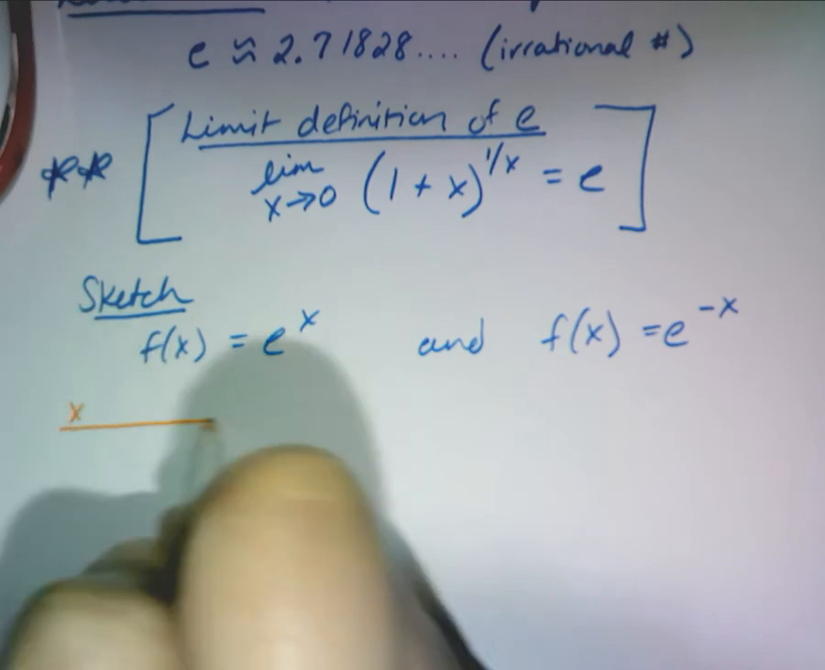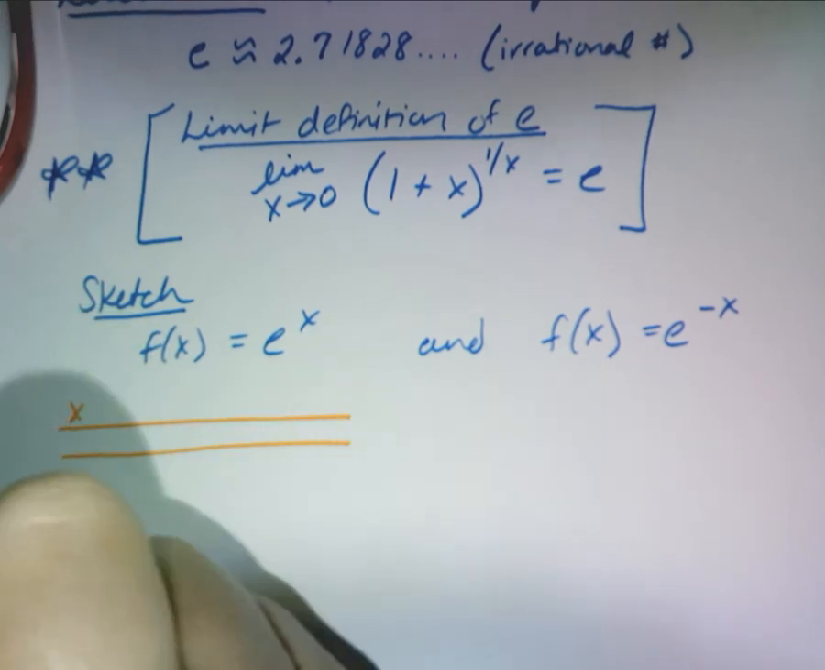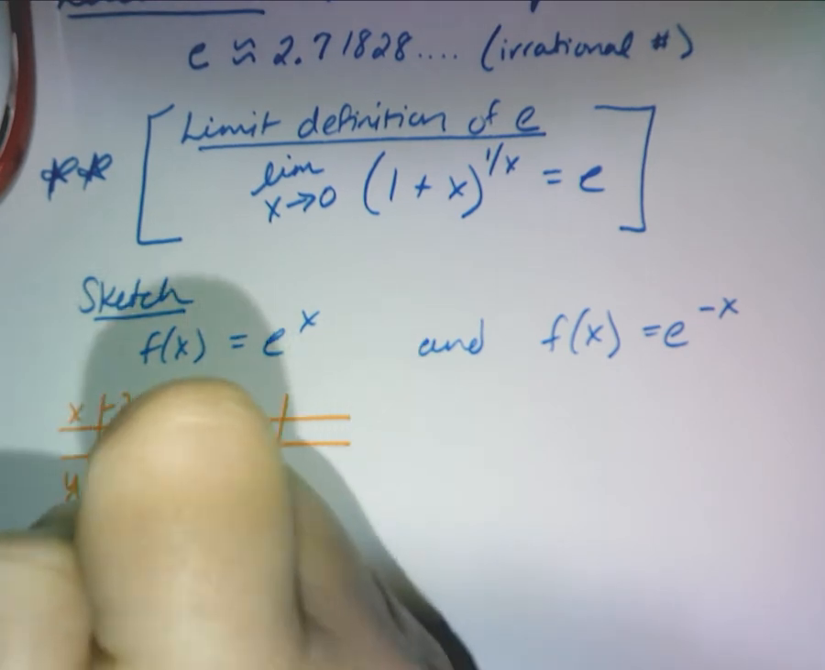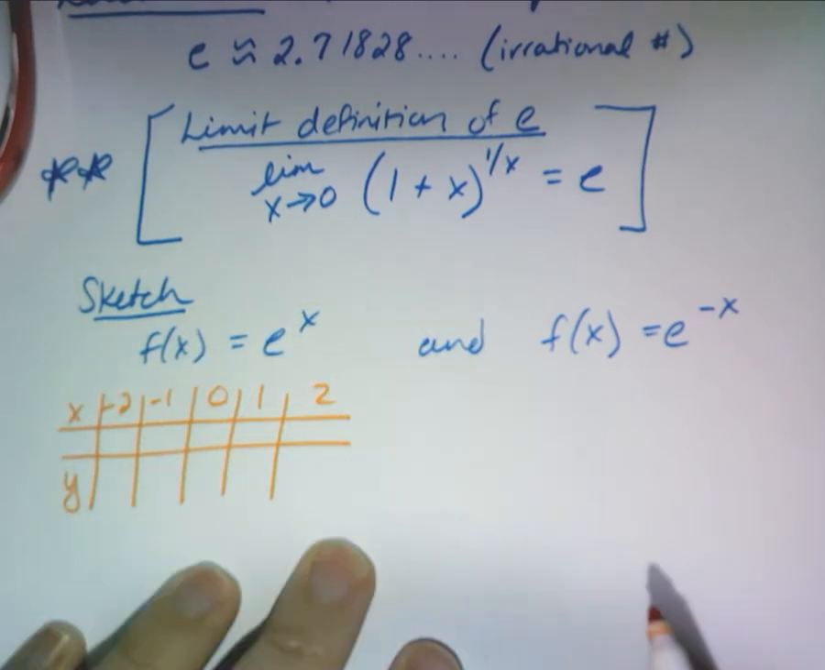I'm going to make a very weird shaped table of values right now. Make it sideways. I like -2, -1, 0, 1, 2. Those are always your best ones.